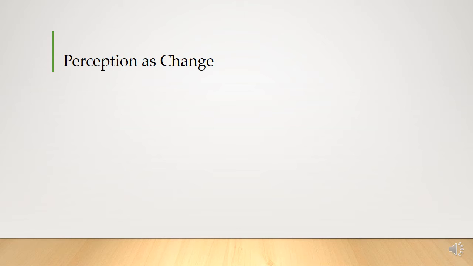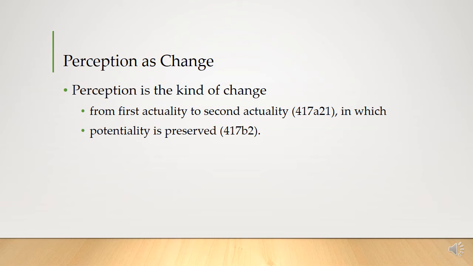Aristotle's theory of perception has to answer the first question, what is perception? For Aristotle, perception is the kind of change from first actuality to second actuality, in which potentiality is preserved. Here is an analogy to explain this. Perception is like the kind of change from someone who has the knowledge of grammar but not using it, to someone who is actually using his grammar. In this kind of change, potentiality is preserved because in actually using his grammar, his knowledge of grammar is not lost.